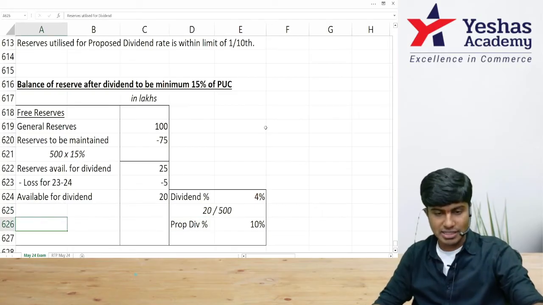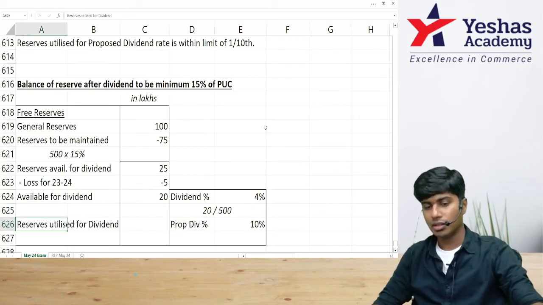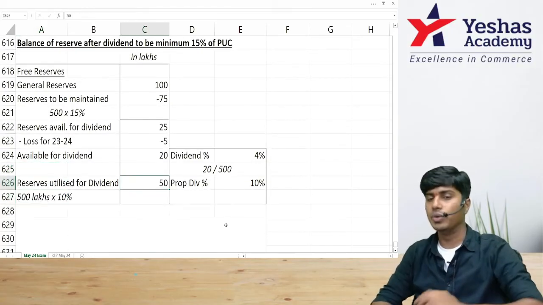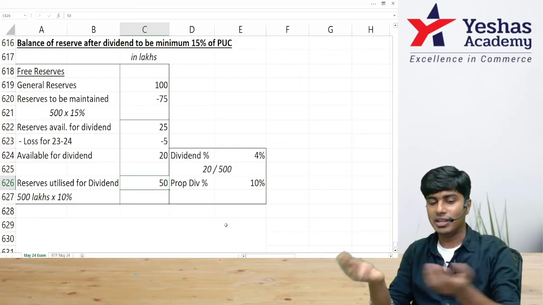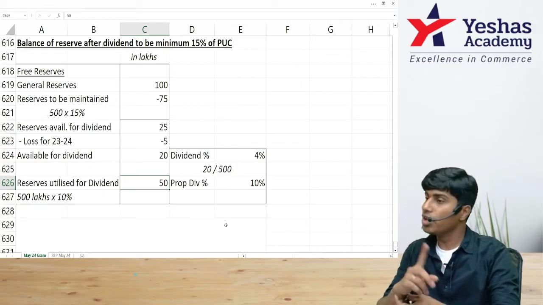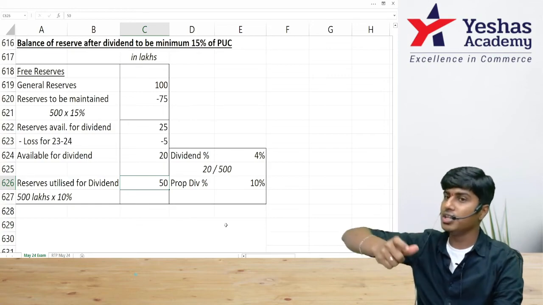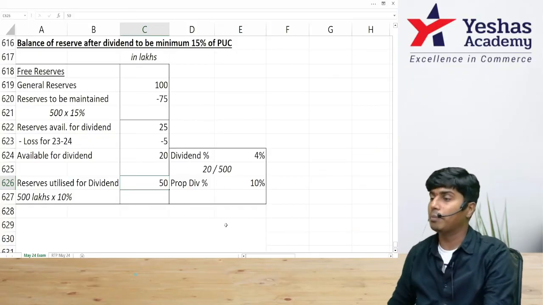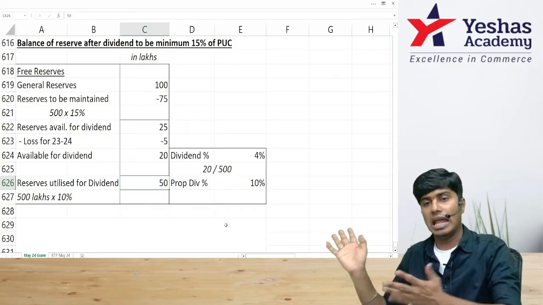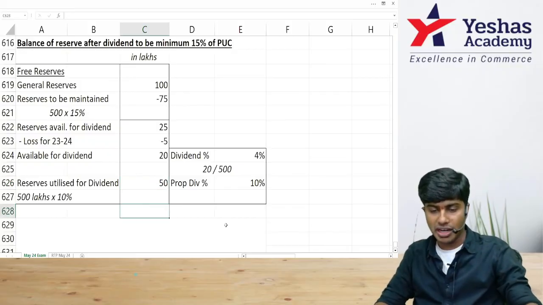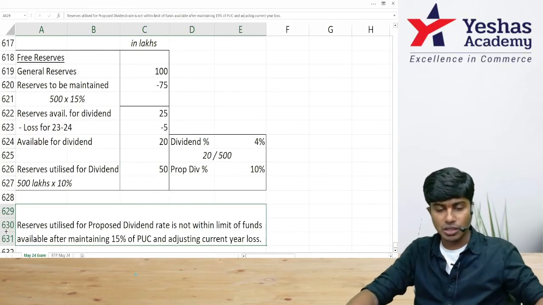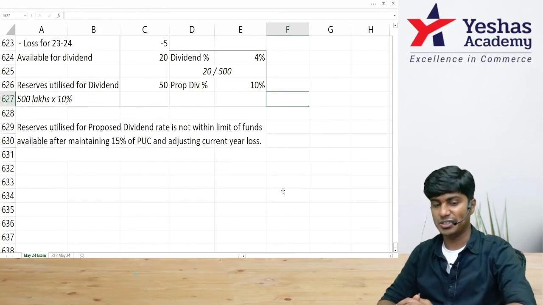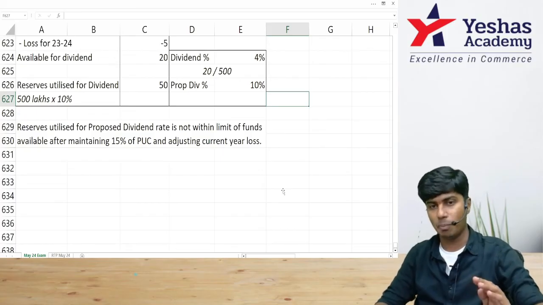Next, what is the reserve utilized for dividend? Reserve utilized for dividend is 10% of 500. 50 will be utilized. But how much can they utilize? 20. Can they utilize 50? No. If they utilize 50, the balance of free reserves remaining after declaration of dividend will fall less than 15% of paid up capital, which is, let us say, lapse of condition. So it is not allowed. So we'll write one sweet conclusion saying that reserves utilized for the purpose of proposed dividend rate is not within the limits of funds available after 15% of PUC to be maintained.